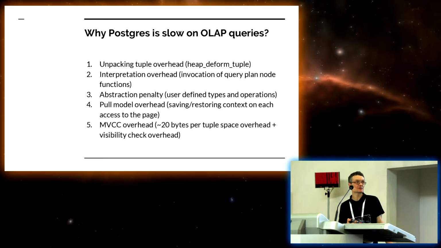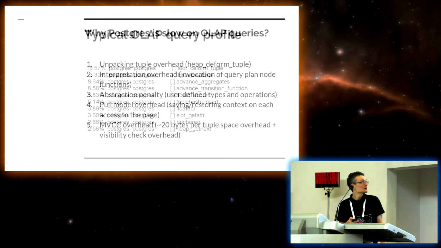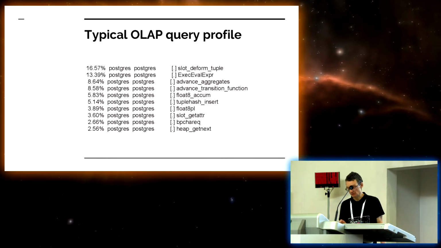So all these issues explain why Postgres can lose up to 100 times processing OLAP queries to databases that try to circumvent these limitations. That is a typical OLAP query profile processed in Postgres, and you can see that a lot goes to slot_deform_tuple, unpacking, and that is a function that takes a sequence of bytes on a page, tries to extract attributes out of it, and all other operators work with these unpacked attributes.